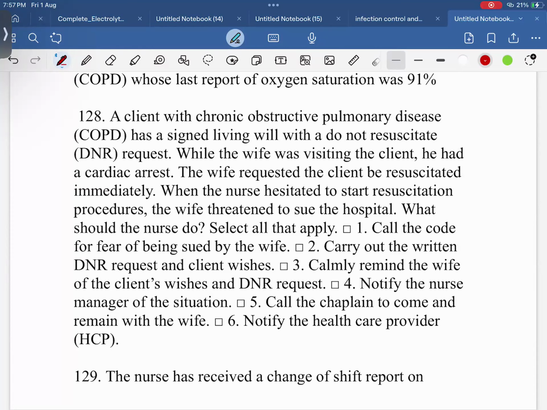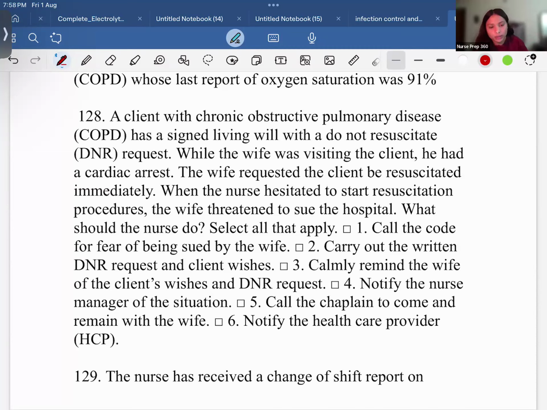Let me come to the point, I will tell you why. Listen, the best answer: whenever we are going for SATA questions, read the options calmly. Very normally explaining is the very therapeutic answer. When someone is angry, you will not shout at them. You will say, okay, calm down, let me explain the patient's wish. Let me tell you again.